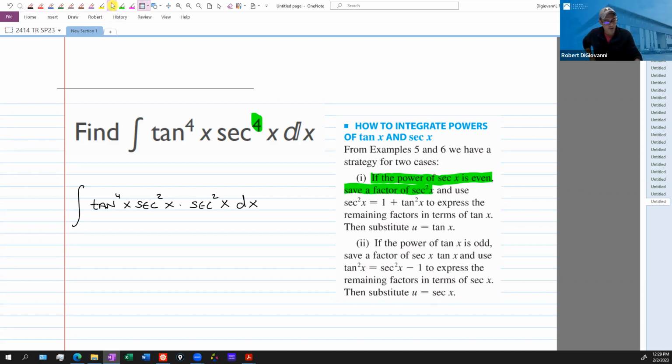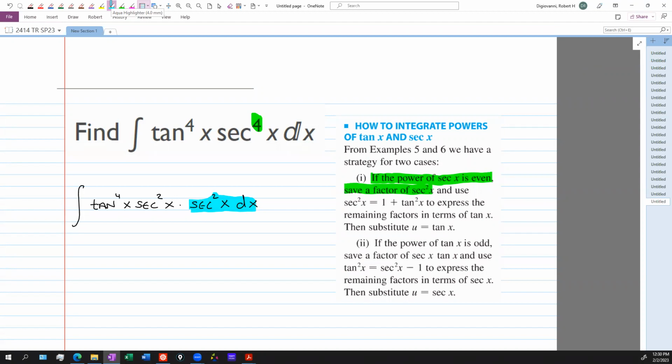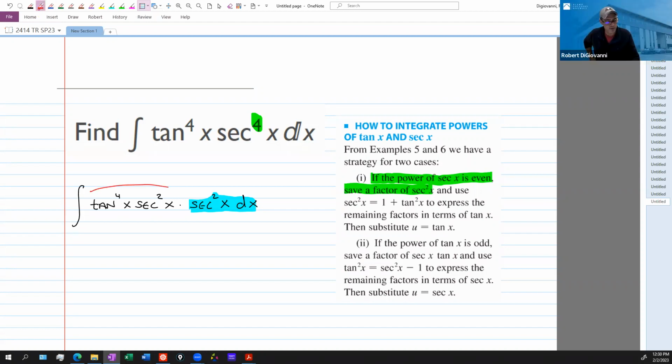And now, using that same kind of thinking, this thing I peeled off is going to be my du. That's the derivative of something. What is it the derivative of? What do you take the derivative of to get secant squared? Tangent, right? So that means you would really like it if the rest of your expression over here had tangents in it. And part of it does, part of it doesn't, right?